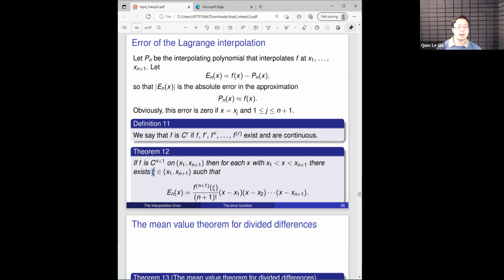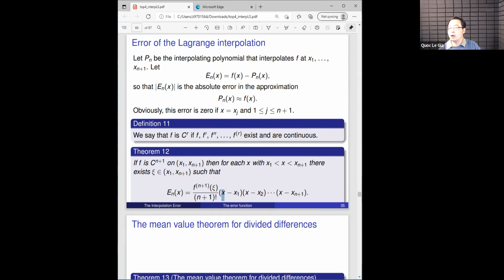Once you have that condition, there is this point xi. We don't know this point xi, but we know that it is in the interval between the smallest and the largest points. Then the error can be written like this: the derivative of order n plus 1 at xi, over (n plus 1) factorial, times the product of x minus all the interpolation points. You can see that if you put in x equal x1, you get 0. If you put x equal x2, you get 0.